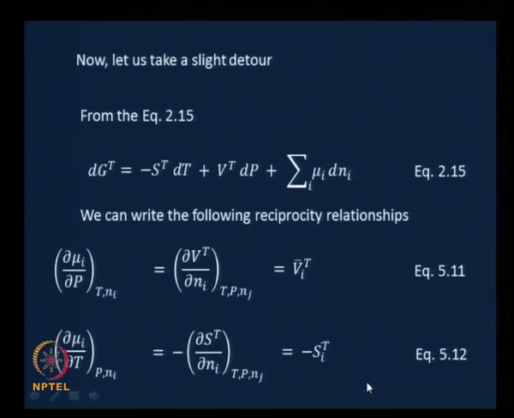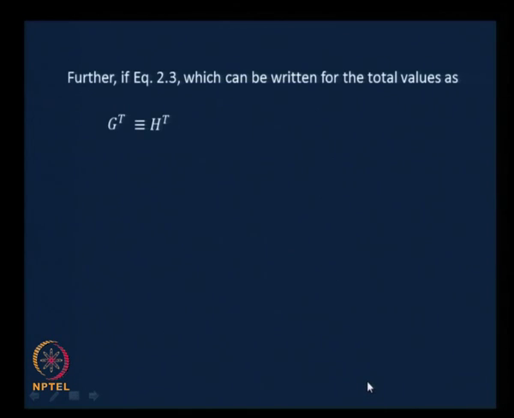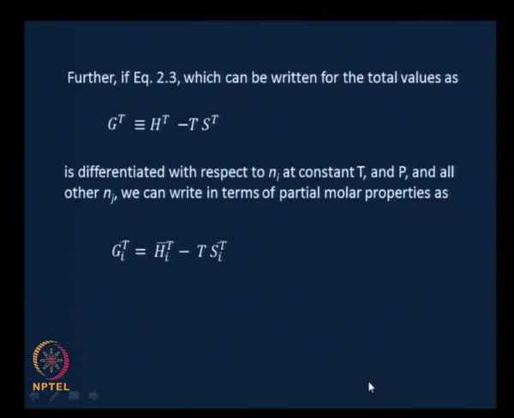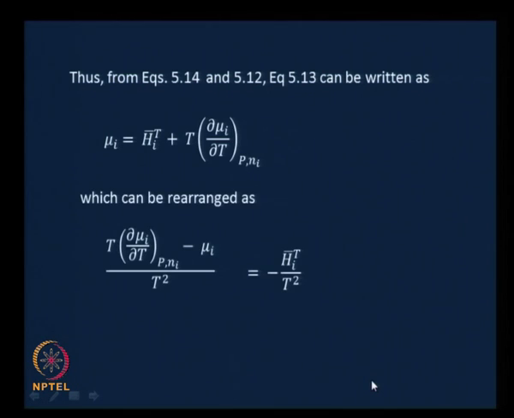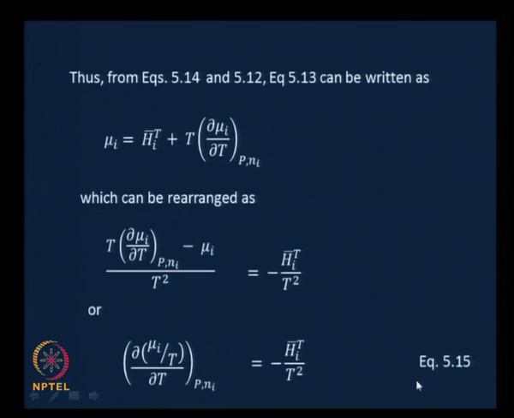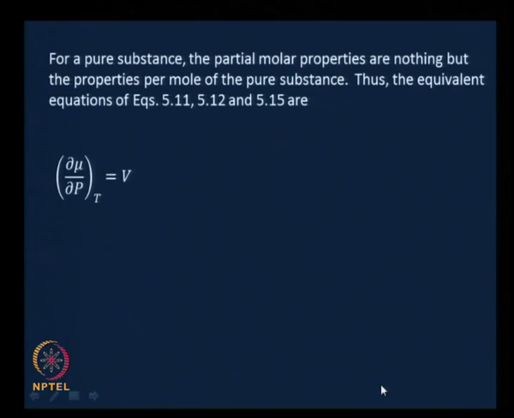We got this, and it was quite interesting when we went about the derivation. This was the additional equation that we got: ∂(μi/T)/∂T at P, n_i equals minus H_i divided by T squared. This we will use later, is what we said, and those were equations that are valid for multi-component systems.